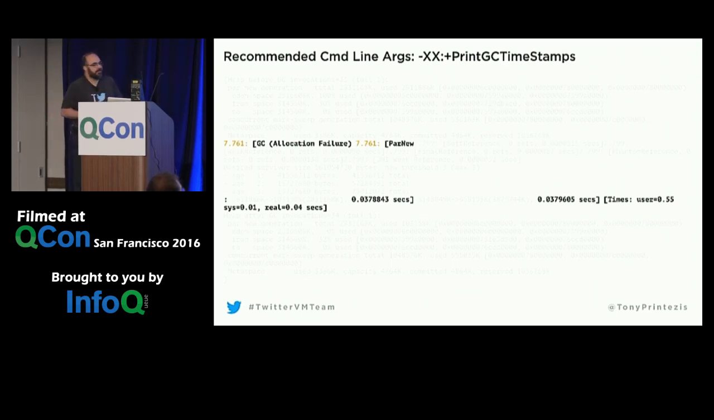So in orange, we have the output from PrintGCTimestamps, which is the timestamp in seconds from when the VM started. And this is very helpful because you can tell how far apart the GCs are.